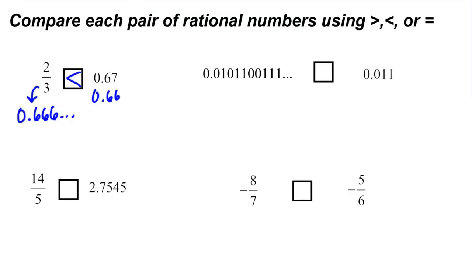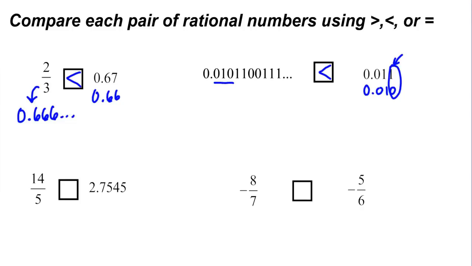so 2/3 is less than 0.67. Over here, if I line up my decimal values, I have 0.010. Those are the first digits here. And I can see right here that this one is larger. 1 is bigger than 0. So the one on the left is less than 0.011.